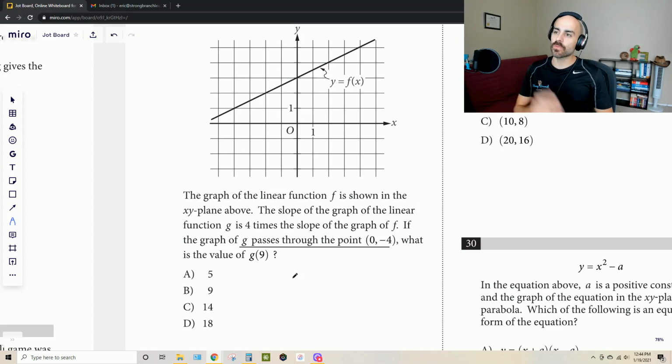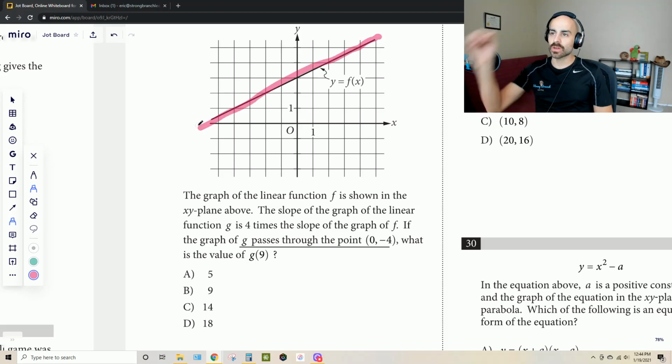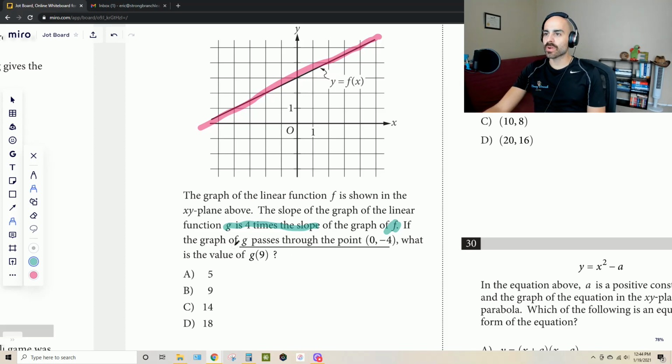Point slope form. That's probably the formula that would be the most helpful for us to remember on this one. Here they tell us that f, and we'll go ahead and highlight f in red, is already shown on the plane. If the slope of the graph of the linear function g, not shown, is 4 times the slope of graph f, so we know that g is 4 times the slope of f, well, if the graph of g passes also through (0, -4), what is the value of g(9)?